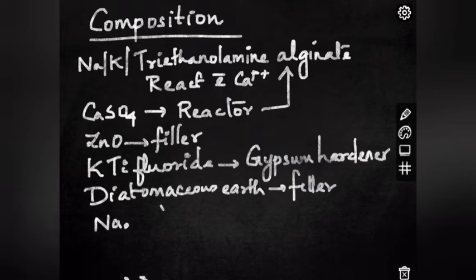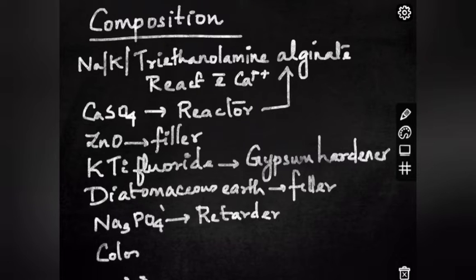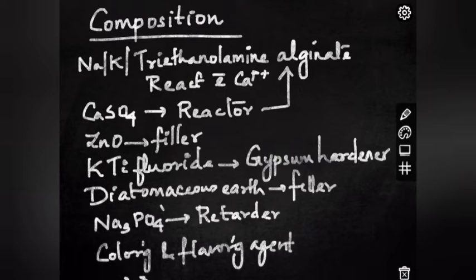The next one is the most important one, which is trisodium phosphate. Around 2% is added, which acts as a retarder. It is going to react preferentially with the calcium sulfate. And finally, in traces, we have coloring and flavoring agents to make it more appealing. So these are the components of alginate.